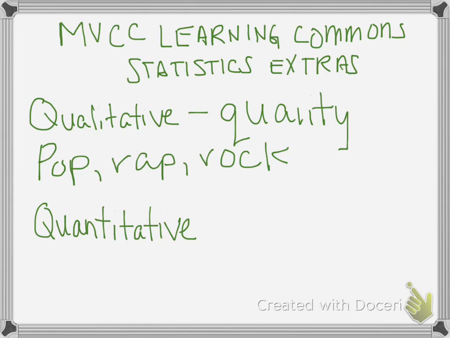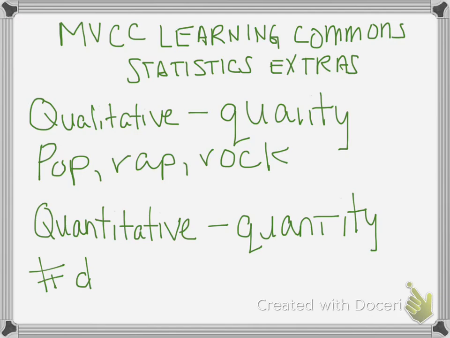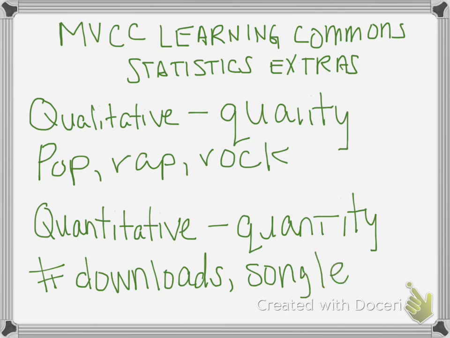For quantitative data, this is going to be a quantity, or a number. So for something that would be quantitative, this could be maybe the number of downloads, or even the length of the song. So these are qualitative and quantitative. It's either going to be a quality or a quantity.